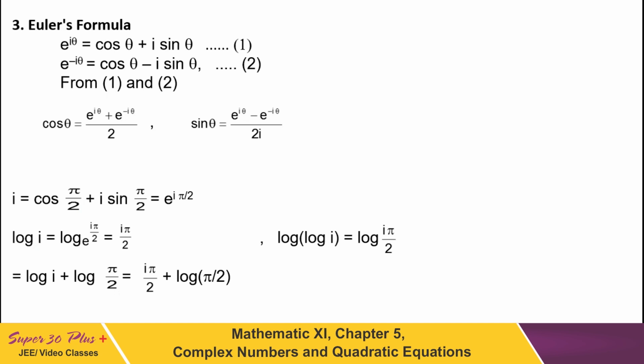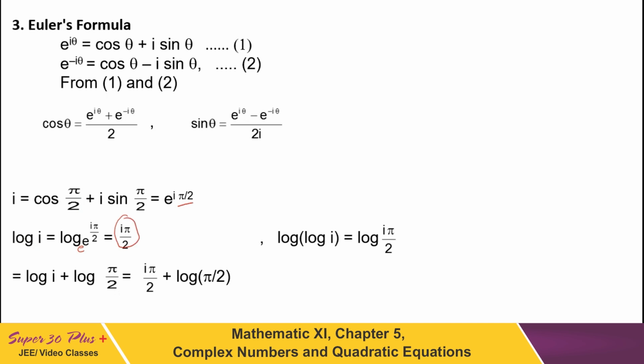Students, i can be written as cos pi by 2 plus i sin pi by 2 in polar form, and in exponential form it can be written as e to the power i pi by 2. Now we are going to find the value of log i. Log i is equal to log e to the power i pi by 2. As the base is e, this is converted into i pi by 2, meaning the value of log i is i pi by 2.